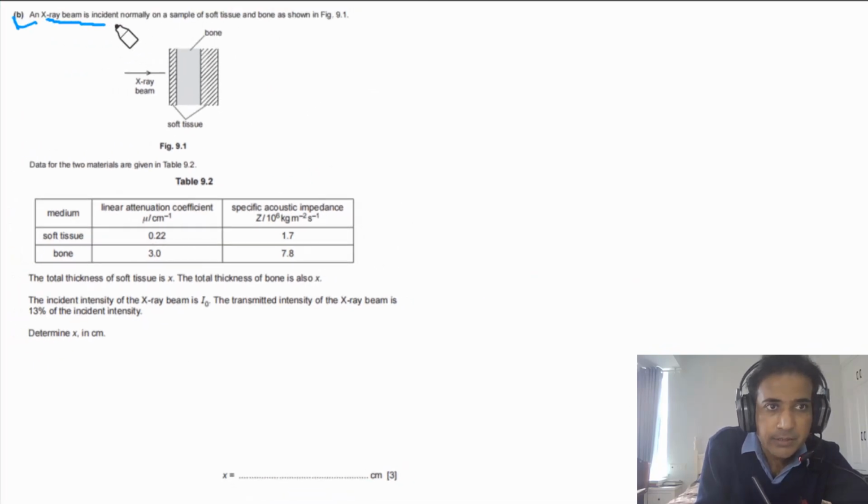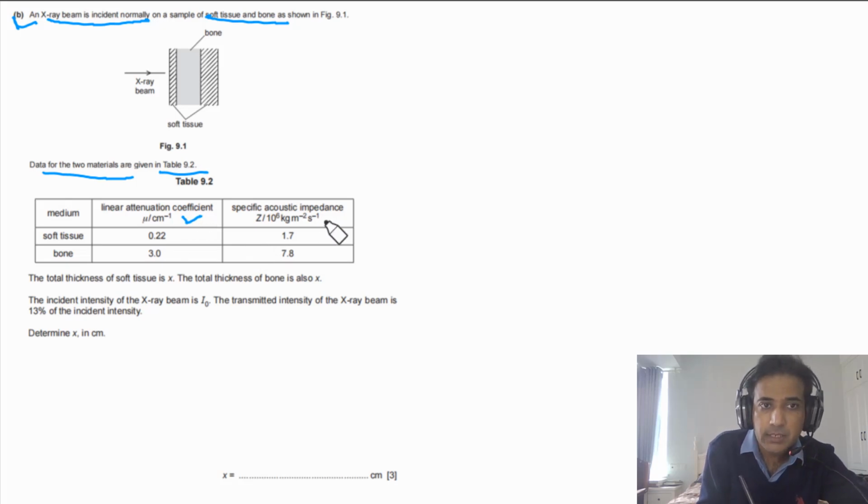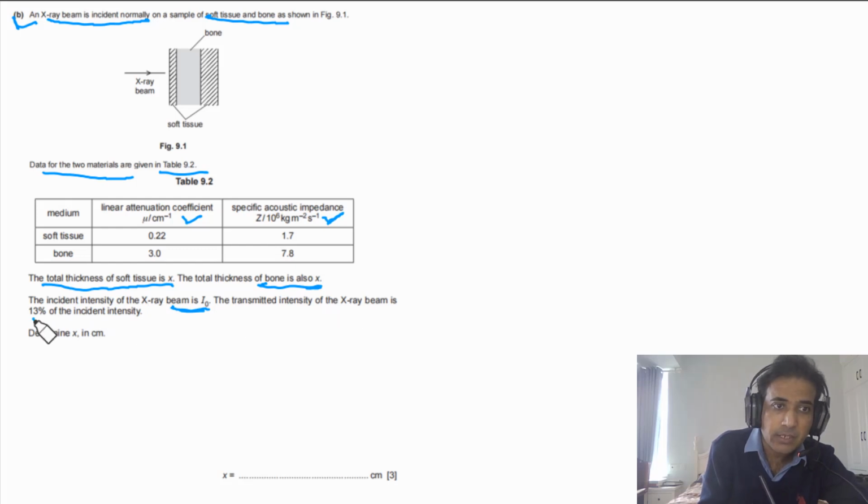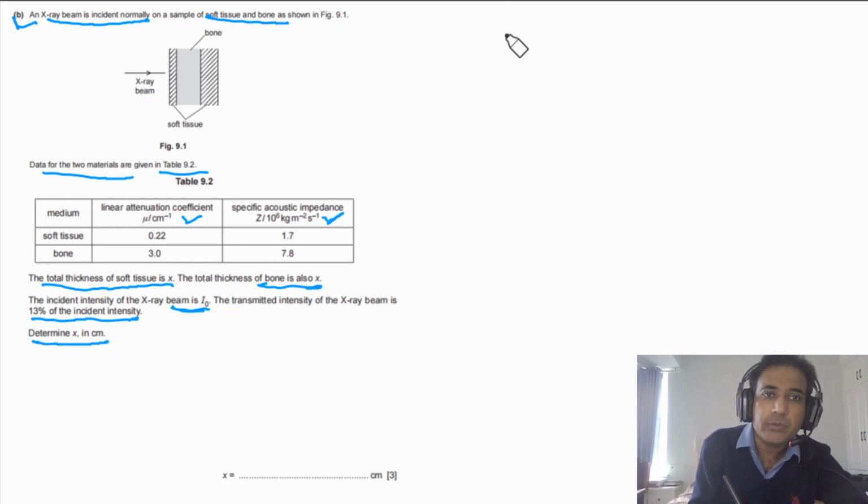Part B says an X-ray beam is incident normally on a sample of soft tissue and bone as shown in figure 9.1. Data for the two materials are given in table 9.2. So we have the values of the attenuation coefficient and also the values of specific acoustic impedance. The total thickness of soft tissue is X. The total thickness of bone is also X. The incident intensity of the X-ray beam is I naught. The transmitted intensity of the X-ray beam is 13% of the incident intensity. Determine X in centimeters. So how can we answer this question?